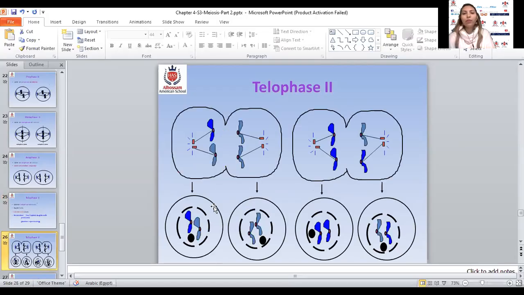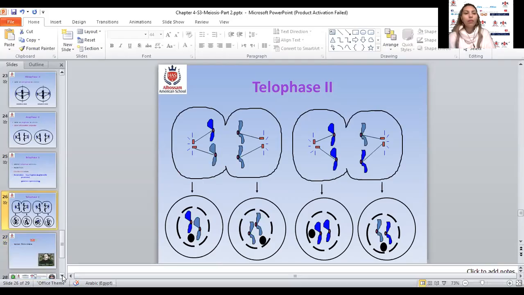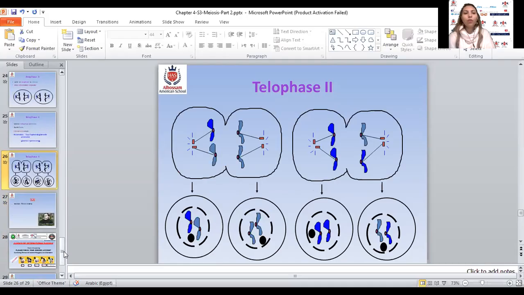Here we can see the process again. So we have 2 cells after meiosis 1, and each cell will produce 2 cells. So we have here 4 haploid cells. So we finished all the steps.